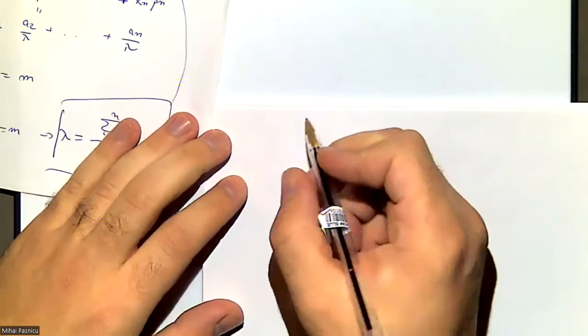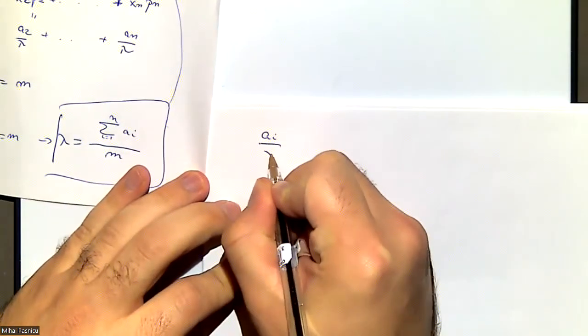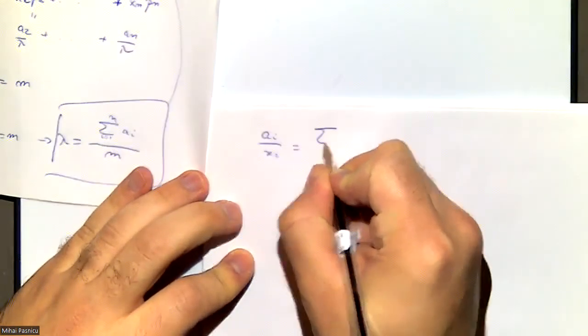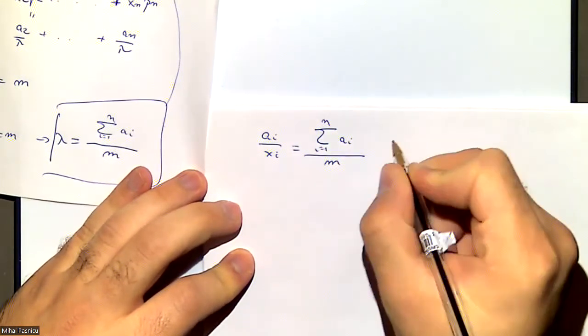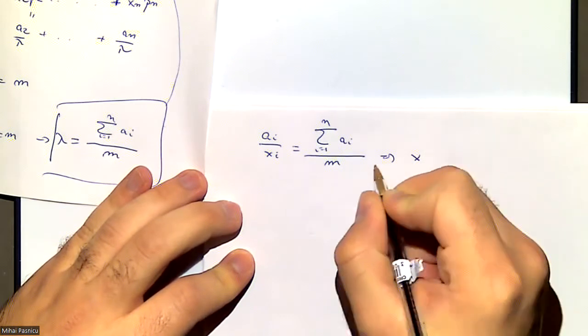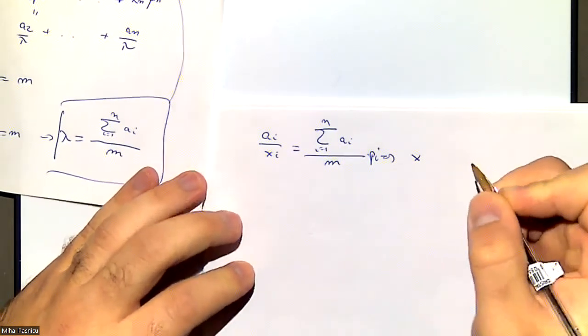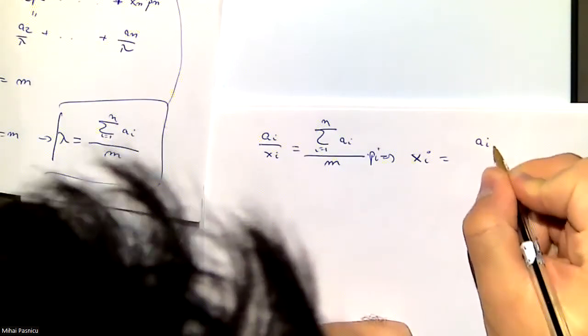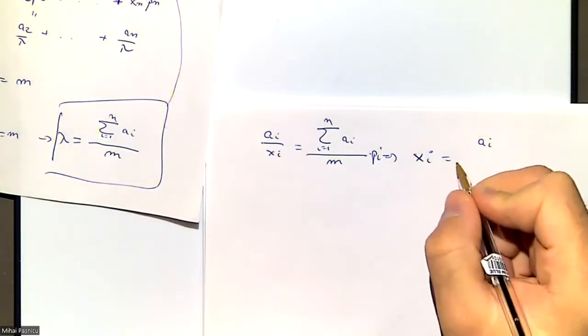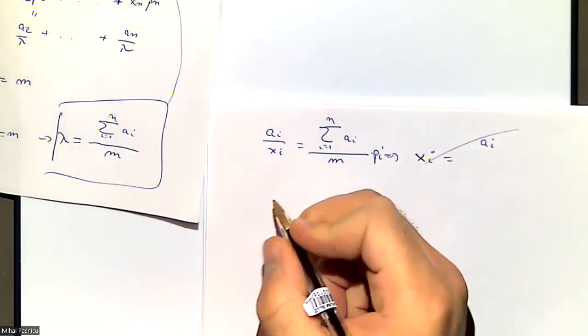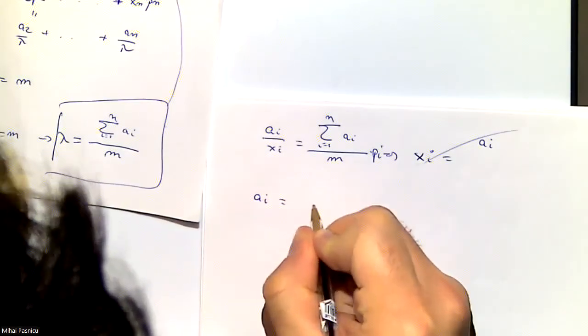We're basically doing this. Lambda is equal to this. So I get ai over xi is equal to the sum of ai, i from 1 to n, over m, times pi. So xi is equal to ai... I'm actually doing this wrong, so whatever. I guess it's too early in the morning for me to write it out from the front. So I'll just write it in more steps.